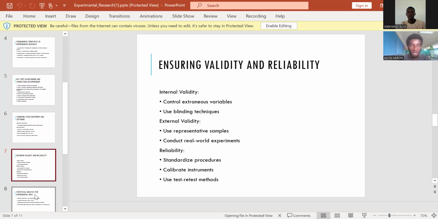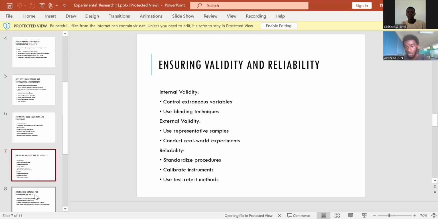Now, in internal validity, we're basically looking at the extent to which the observed effects in an experiment can be attributed to the manipulation of an independent variable. So we are controlling extraneous variables using blinding techniques like I had spoken of. And then in external validity, we're basically looking at the extent to which the results of the study can be generalized.